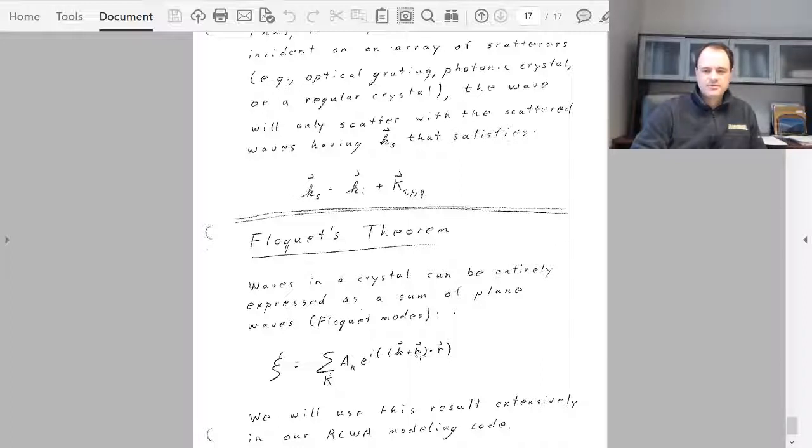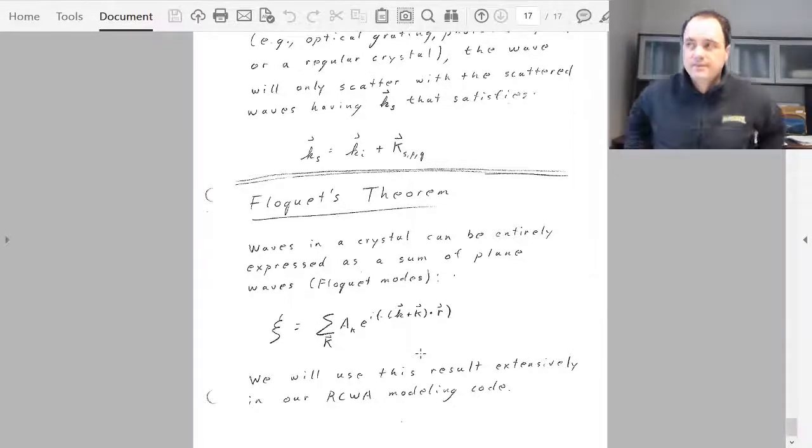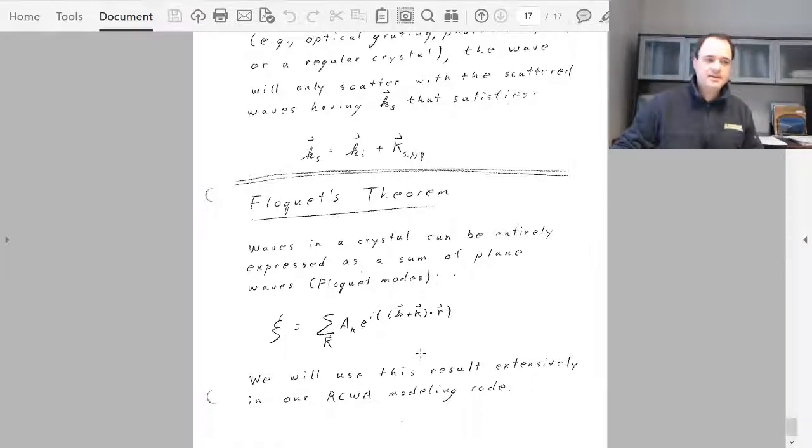If you have a simple cubic, you have particular values for capital K. If it's a BCC or FCC, you have different values. So we will show you how this is used in the next lecture when we look at simple diffraction gratings. And what we're going to do with the simple diffraction gratings in the next lecture is to analyze it in 2 ways. One way is using the RCWA algorithm.